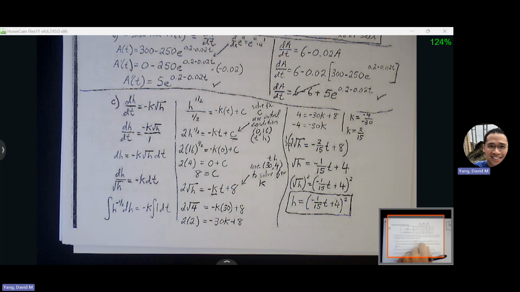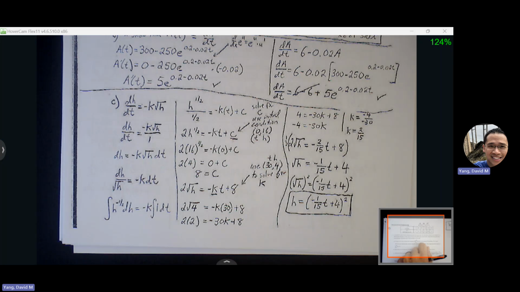They gave us multiple order pairs here because not only do we need to solve for C, we also need to solve for K. And the way you choose which order pair to use is you want to take advantage of the one that has 0. So 0 will allow things to be a little bit easier to isolate. So I'm going to plug 0 in for T, 16 in for H, and see what that gives me.